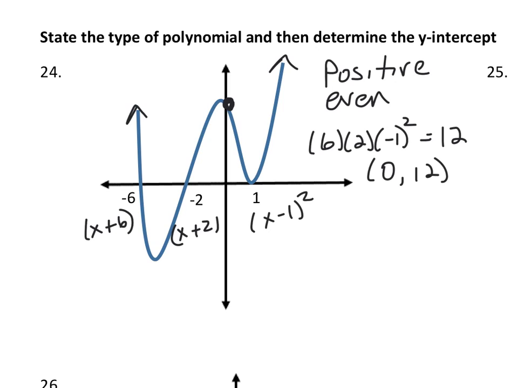That's why for this one, when I did the calculations for the y-intercept, I made sure that I squared that -1. All right, so the numbers we're going to multiply together are this 6 times 2 times a -1 squared. So 6 times 2 times a -1 squared, that equals 12. That's going to be our y-intercept. So our y-intercept right here is 0, 12.